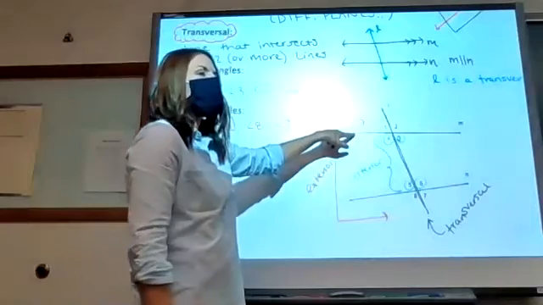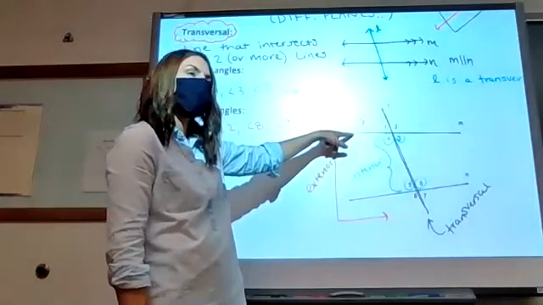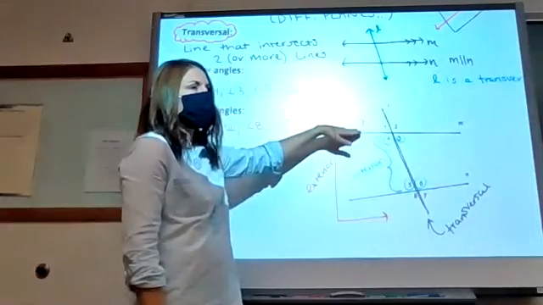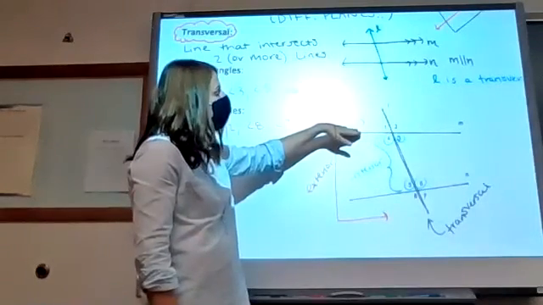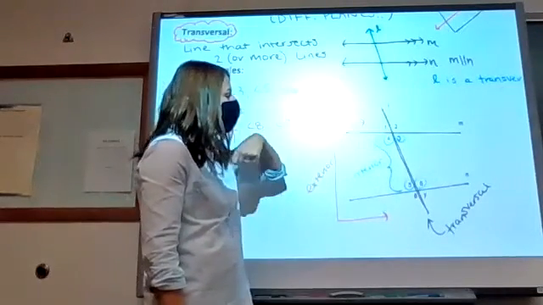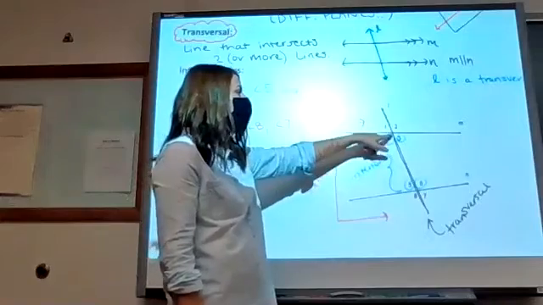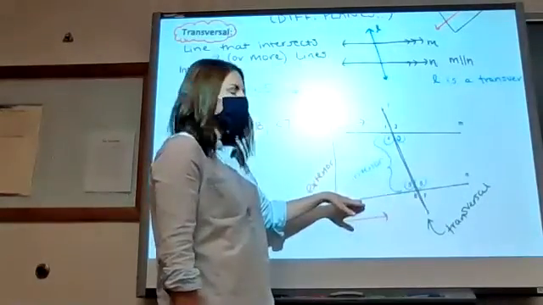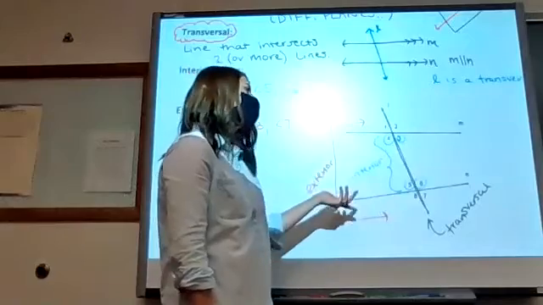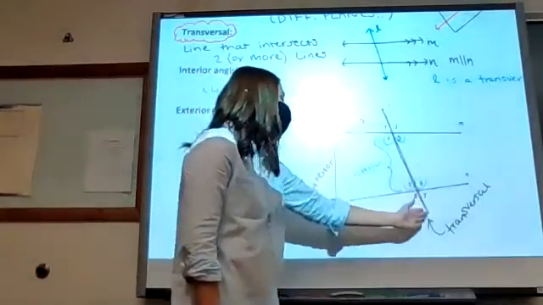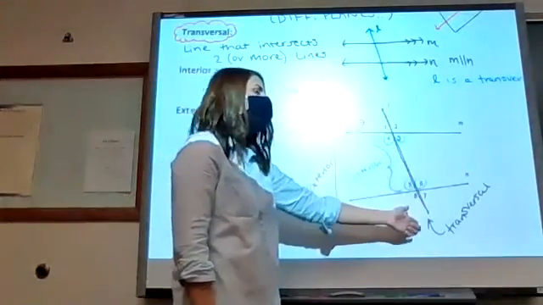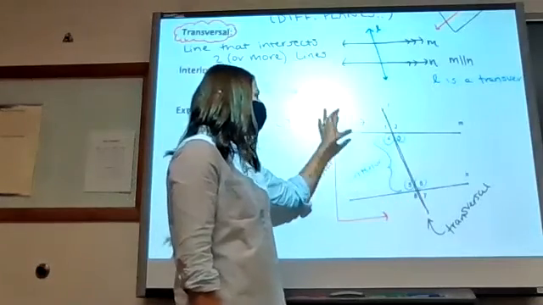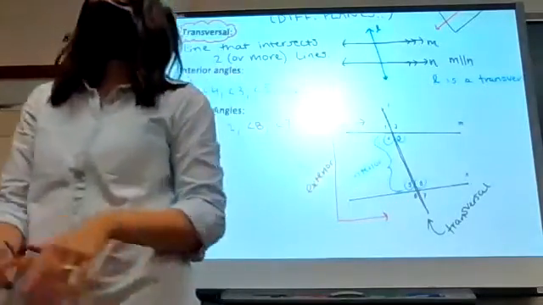Why is M not a transversal then? Why is M not a transversal? Because it's only hitting one line. Well, it cuts through one line, right? It's only hitting one line. Same with N. So M and N are not what would be considered transversals. They're just lines. But this line T is hitting more than one line, 2 or more lines. Okay, it's a transversal. These are my interior angles. These are my exterior angles.